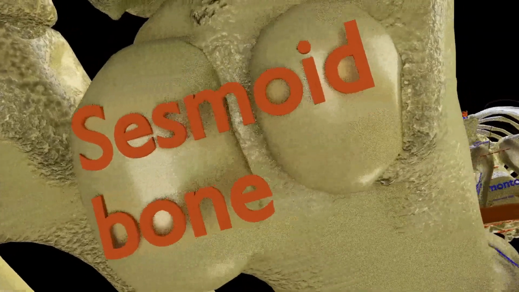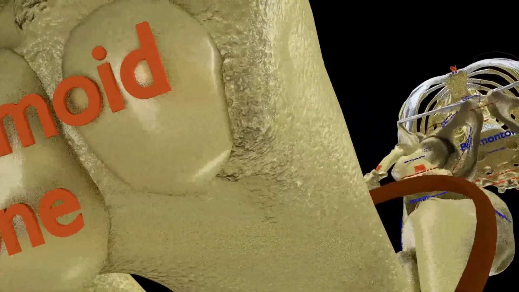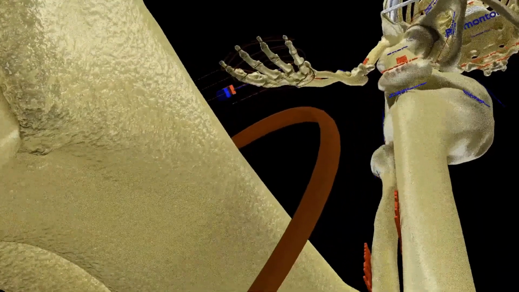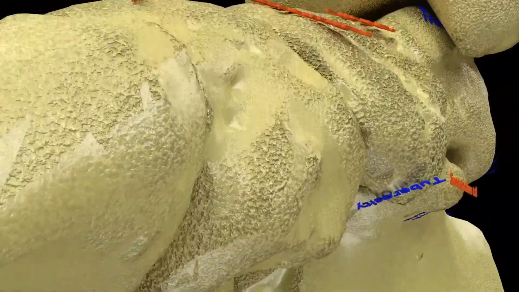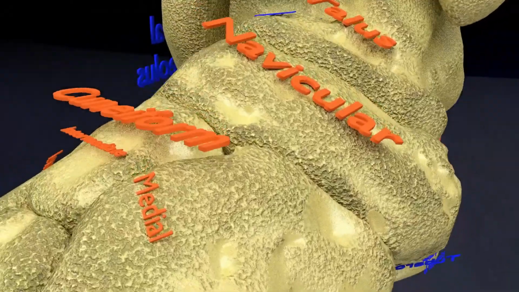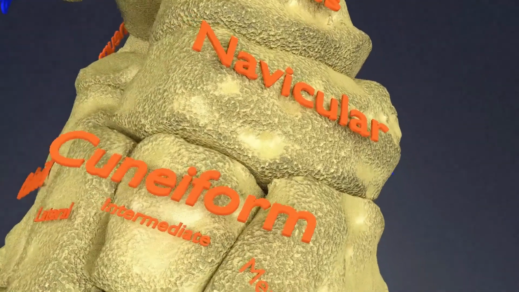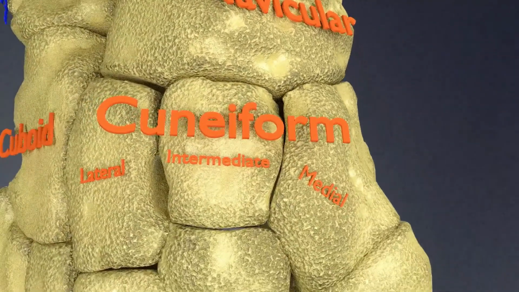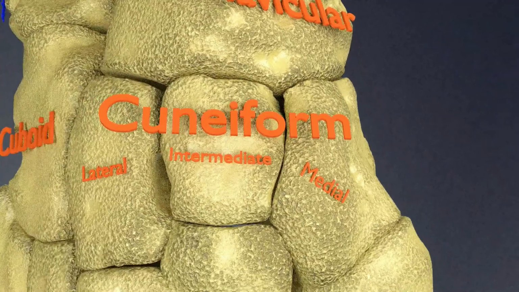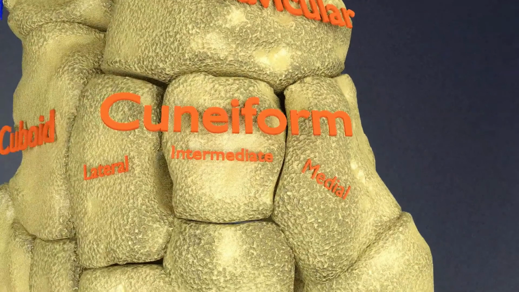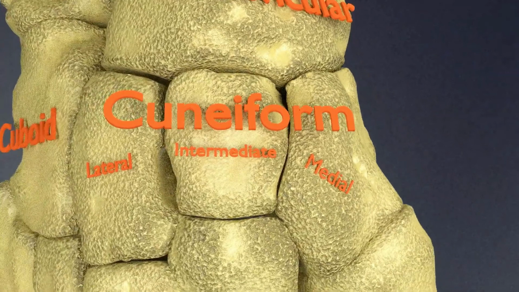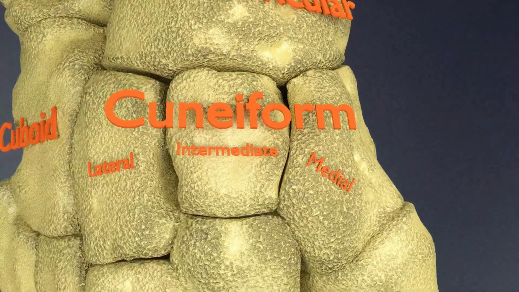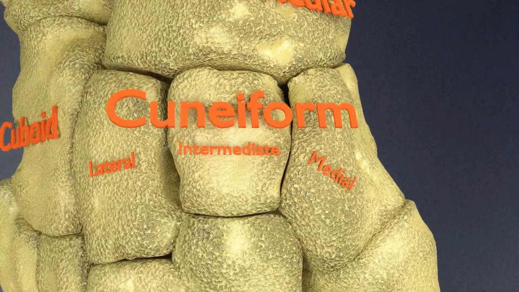Moving proximally from the metatarsal bone, you can see the tarsal bone. As you can see, the tarsus is made up of 7 tarsal bones, which are arranged in 2 rows. In the distal row, from medial to lateral, the following 4 bones are visible. The 3 cuneiforms that are medial, intermediate, lateral, and lastly the cuboid bone.